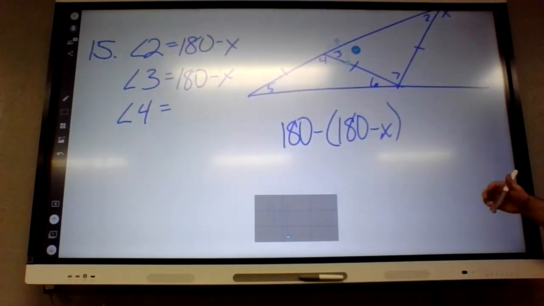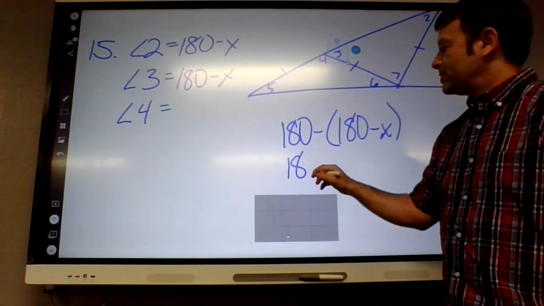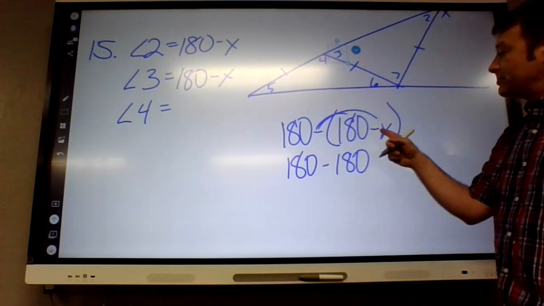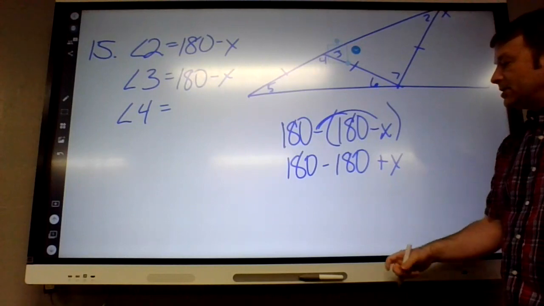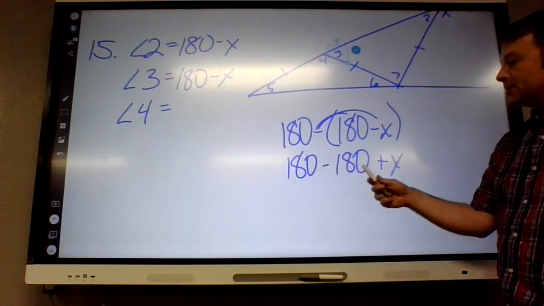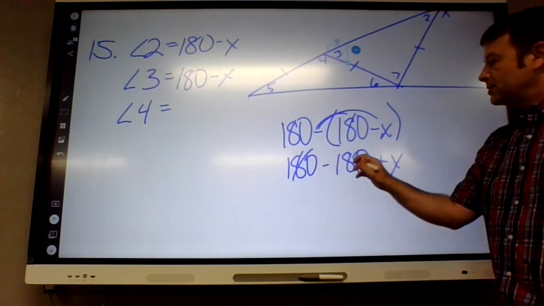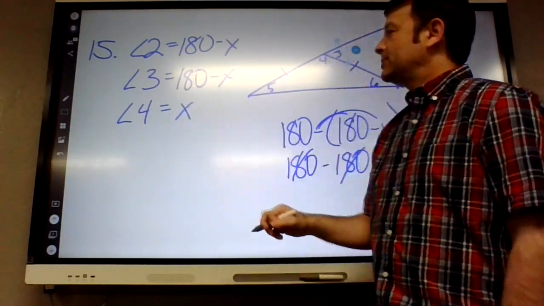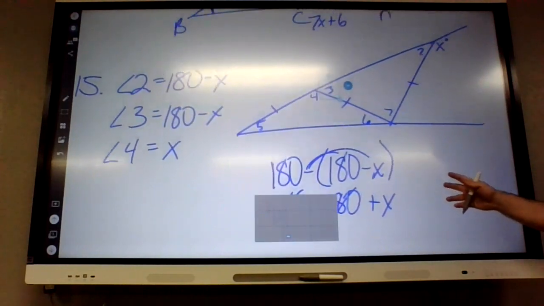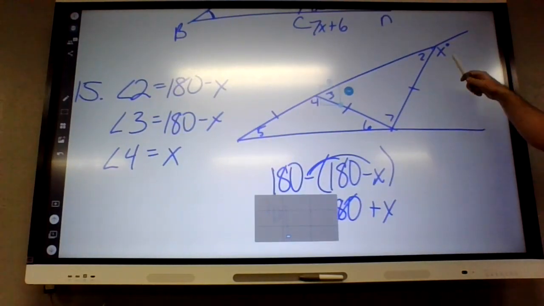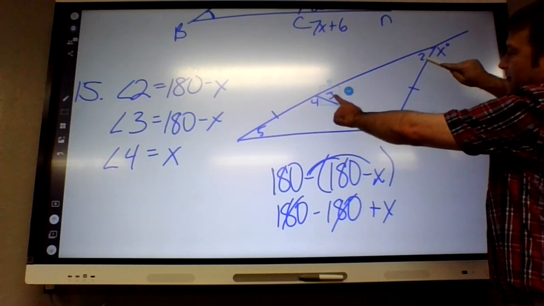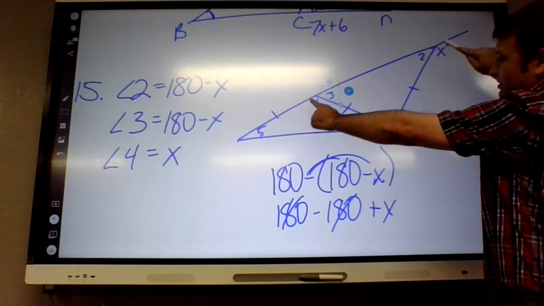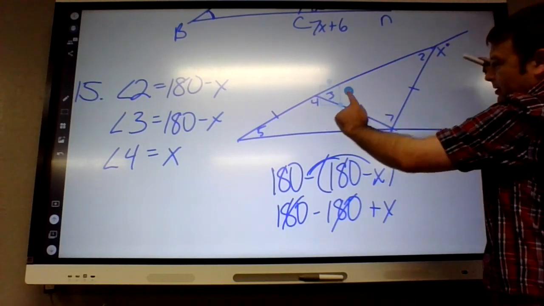So 180 minus (180 minus x). So you kind of distribute the minus. Minus x is actually a plus x. So what's going to happen to the 180s? So it's just x. Why did you think it was x earlier? Because it's the same. Okay, because 2 and 3 are the same, these two are going to have to be the same, right? Because they're both 180 minus this gives you this. Anyway.